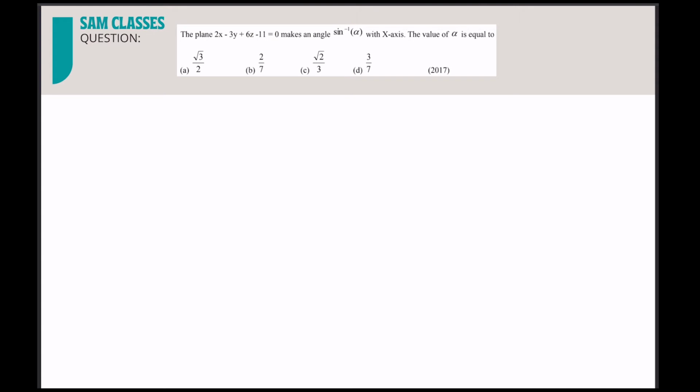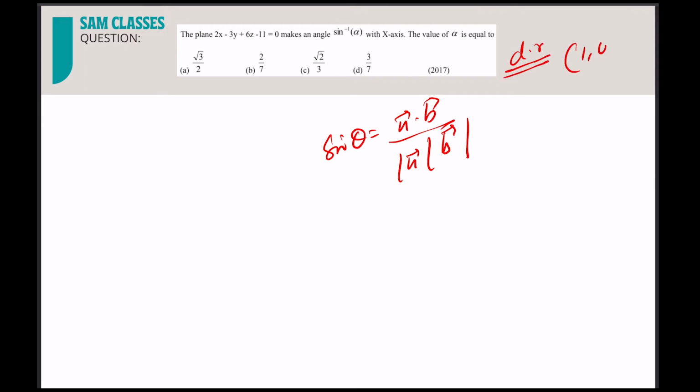So we know here what we can do. We already know the formula. What is the formula? Sine theta is equal to what? N vector dot b vector by mod of n into mod of b. Correct? Yes or no? And what is the direction ratio of the plane, which is on x-axis? 1, 0, 0. Correct? So we already know the direction ratio of the plane.